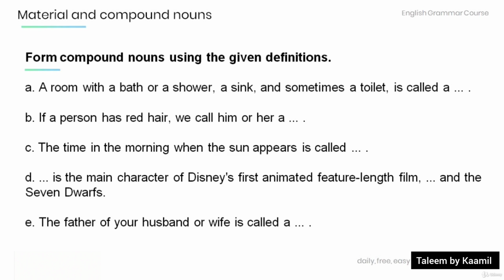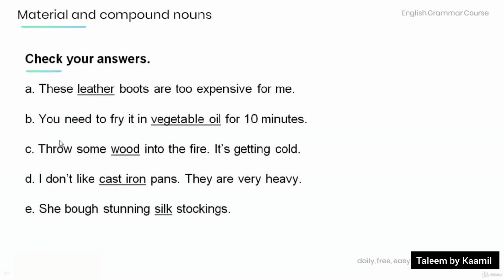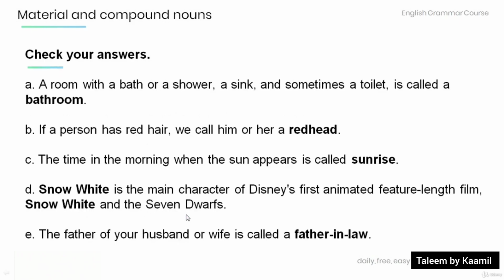And now, let's check your answers. Leather, vegetable oil, wood, cast iron, silk. A room with a bath or a shower, a sink, and sometimes a toilet is called a bathroom. If a person has red hair, we call him or her a redhead. The time in the morning when the sun appears is called sunrise.